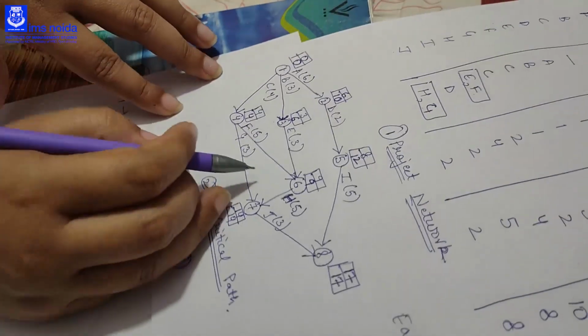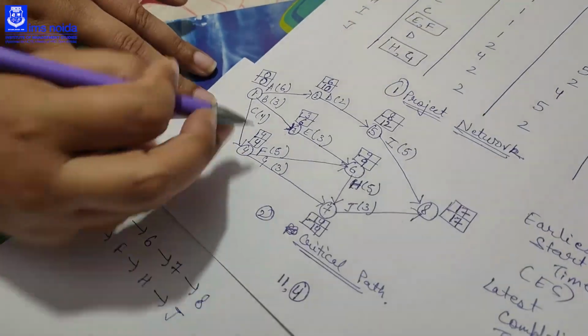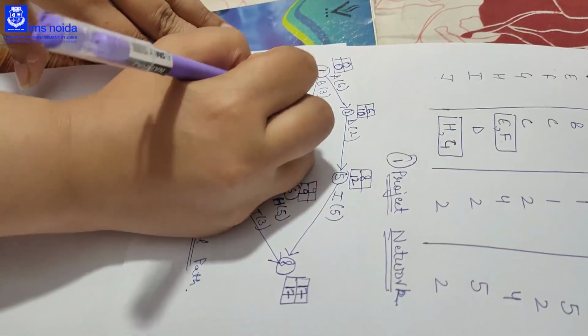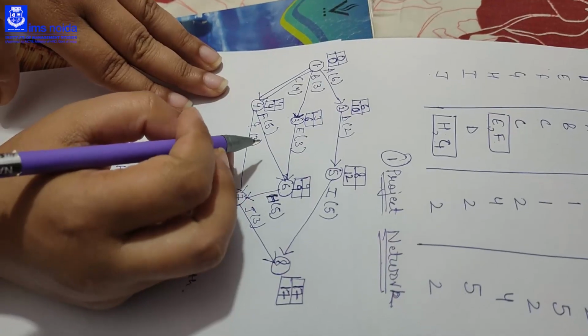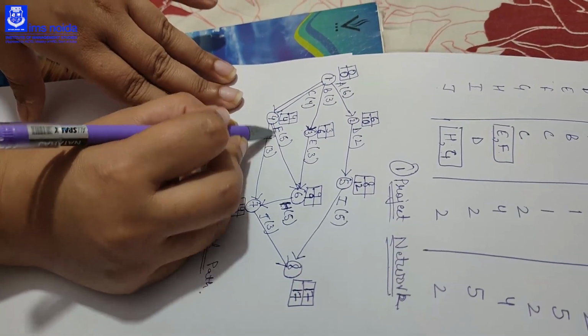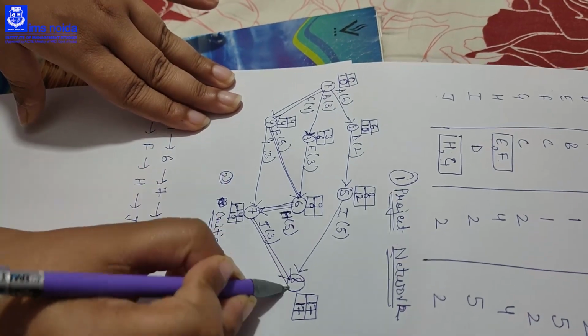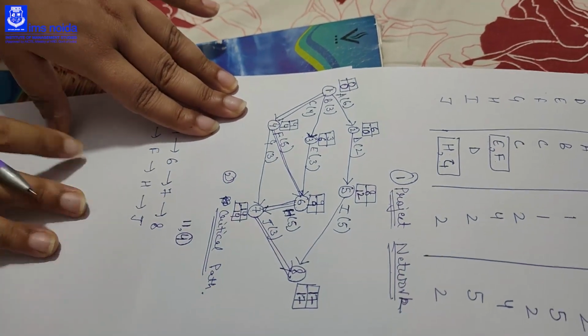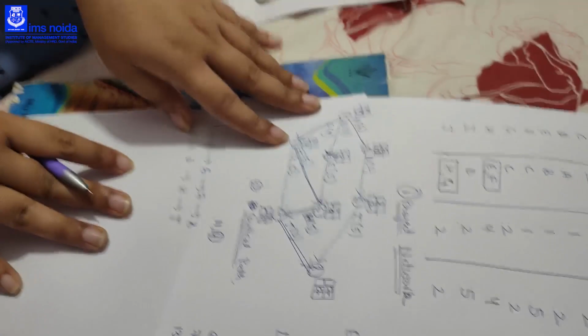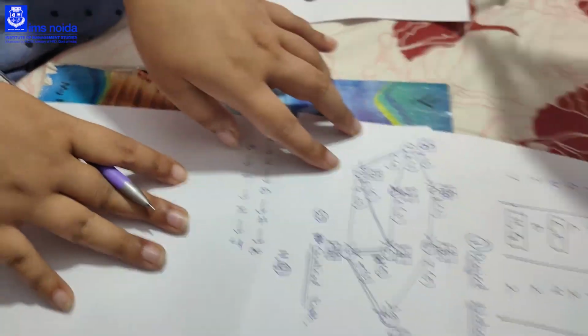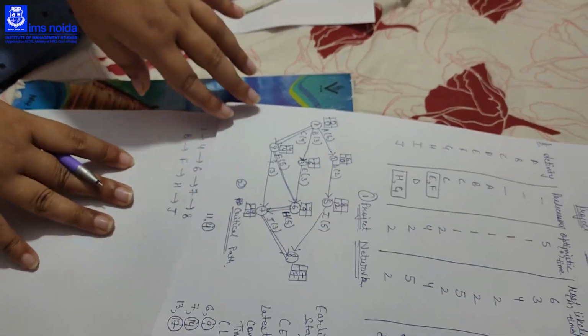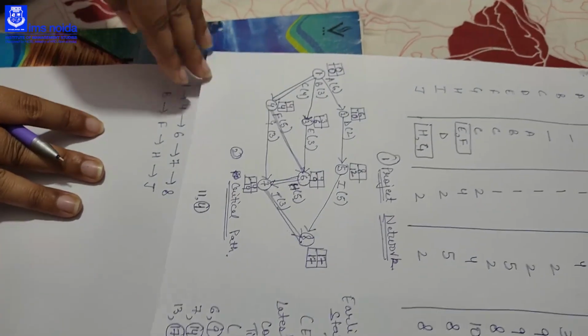We will again make the double line to mention the critical path, that is 1 to 4 double line, then 4 to 6 double line, then 6 to 7 double line, and then 7 to 8 double line. Okay, now we will calculate the activities.